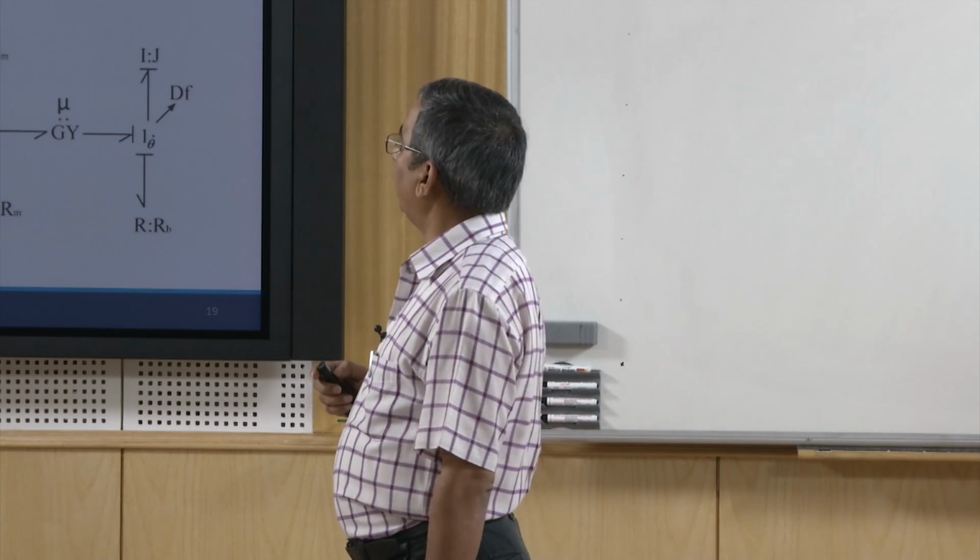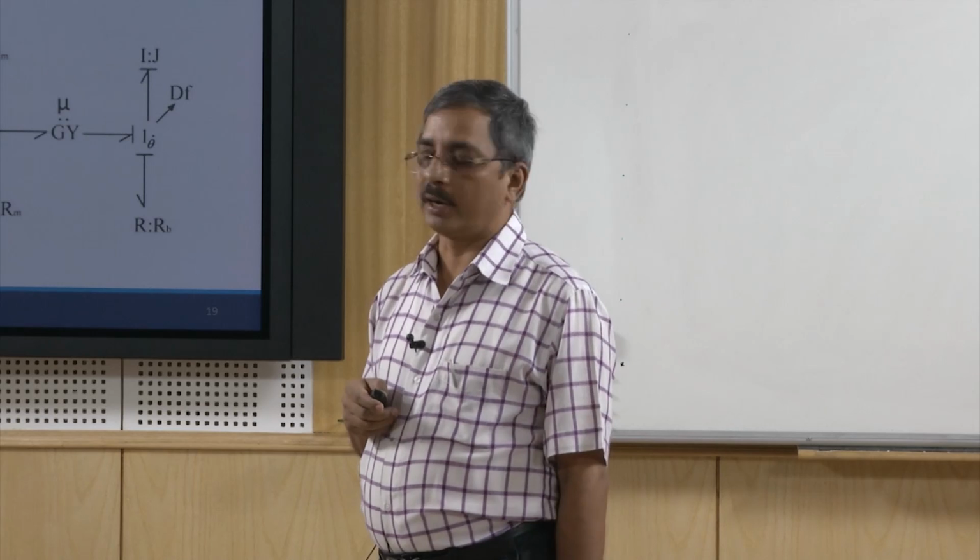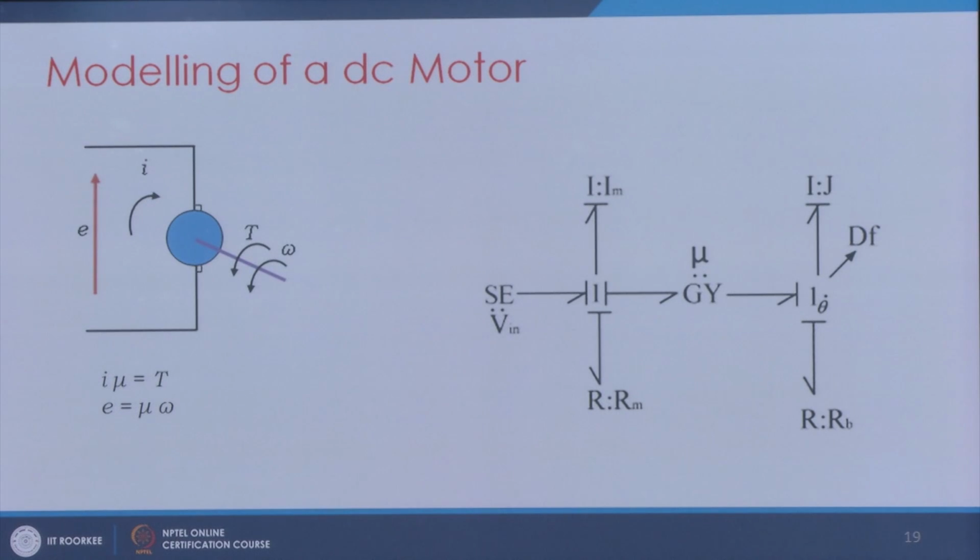So, this is again a modeling of an electrical system which we often come across. Okay. So, suppose here this is a motor which is subjected to a voltage, say E or V in, and say current through this is I, and we have a shaft here from where we get a torque T at angular speed omega. Okay. So, these are the constitutive relationships which we see. Torque is I into mu, and this voltage will be mu into omega.